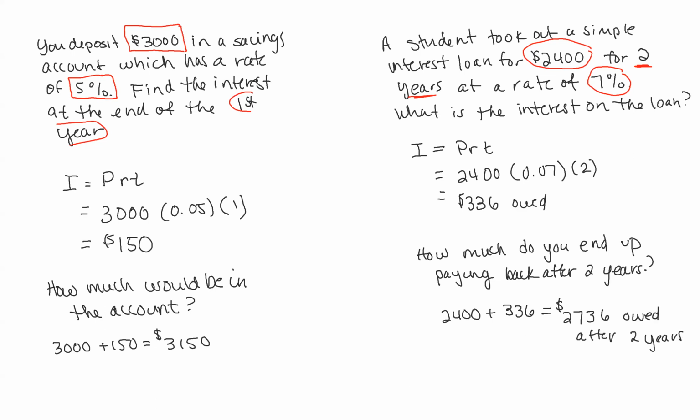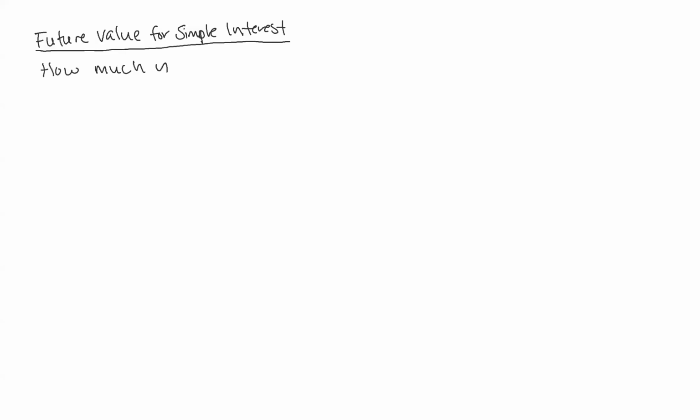Okay. So those are 2 examples of just calculating plain old simple interest. For the next 2 examples, we're going to look at future value of a loan. And it doesn't have to just be a loan, it could be an investment too. So future value. This tells us how much is in an account after a certain time period.